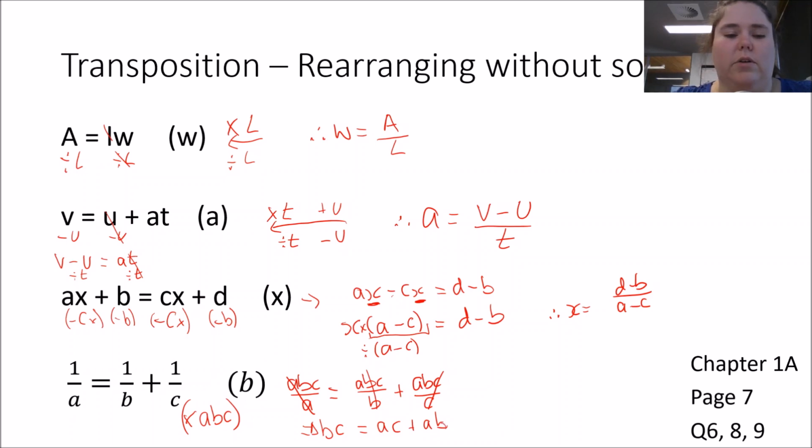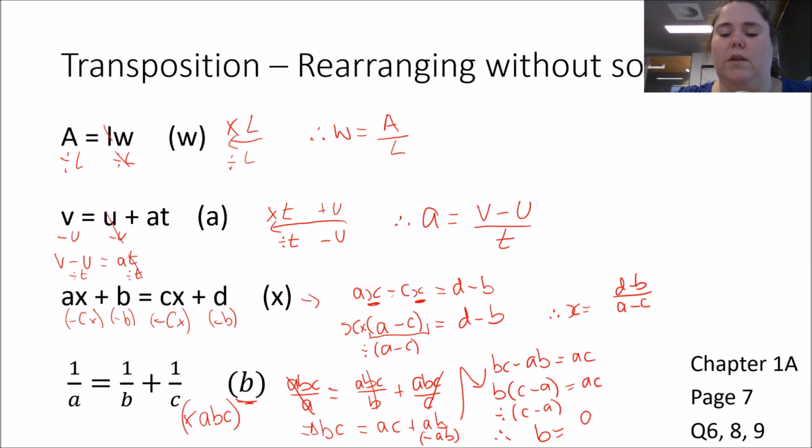And now that's really similar to the question above. I want b by itself, so if I get all my b's onto one side, I'm going to take ab from both sides. bc minus ab equals ac. Take b out as a common factor. And then divide both sides by that bracket. So b equals ac on c minus a.